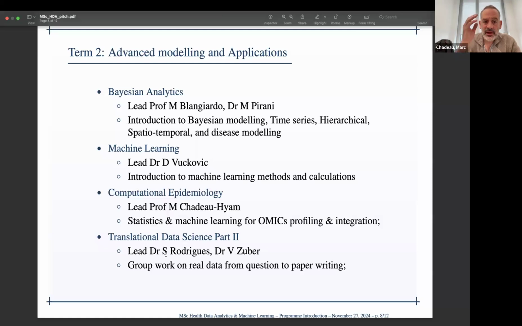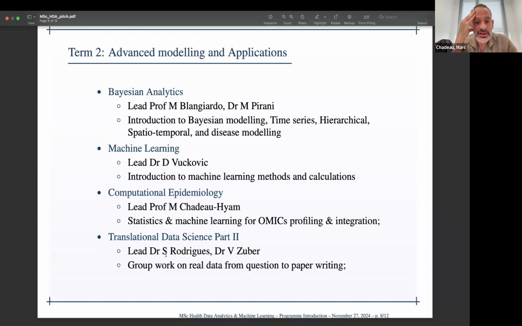So in more detail, what are the 4 modules for term two? So Bayesian analytics is led by Professor Biangiardo and Monica Pirani. In this module, you will be introduced to Bayesian modeling to perform time series, hierarchical, spatial temporal, and disease modeling. So that's really an overview of the utility of Bayesian statistics and Bayesian modeling to capture complex data sets and model complex correlation structures, either through time series or spatial temporal modeling. So that's an important module.